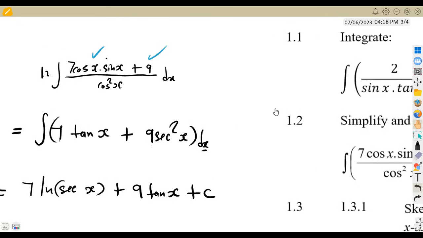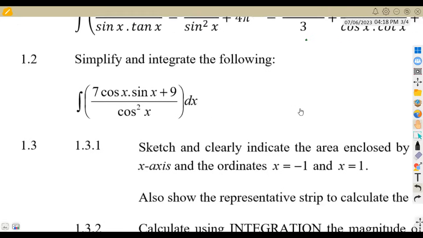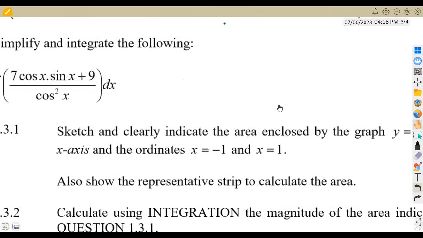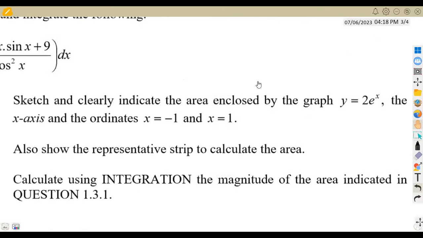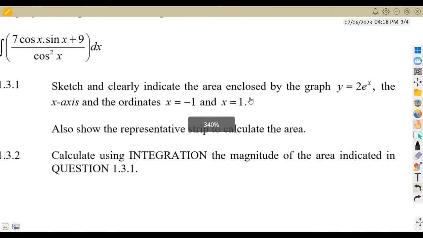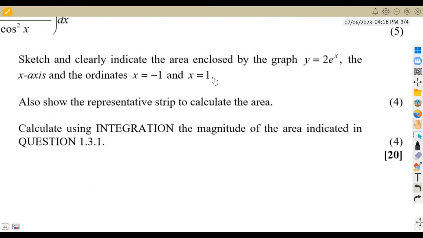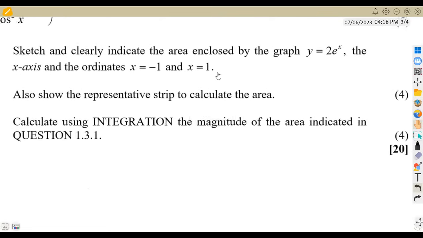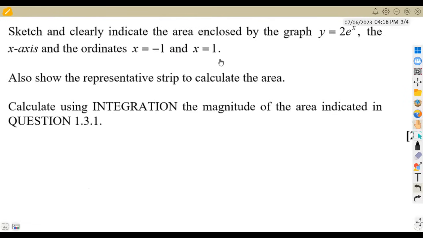All right, let's check the other part of our question. So this was 1.2, which was having 5 marks. If you check here, that was 5 marks. All right, then the applications of area on question 1.3, we've got 1.31, which is to sketch this part and calculate the area and so forth. All right, so let me just try to increase. So these are the two questions that you are given.